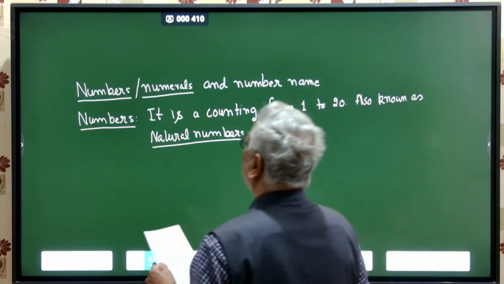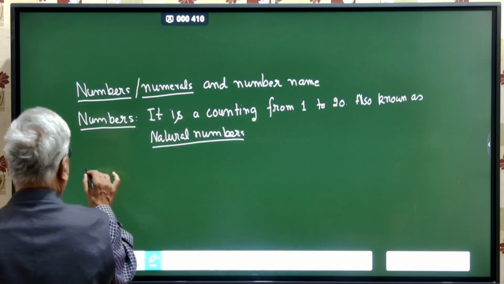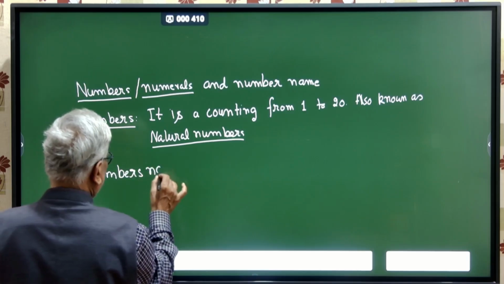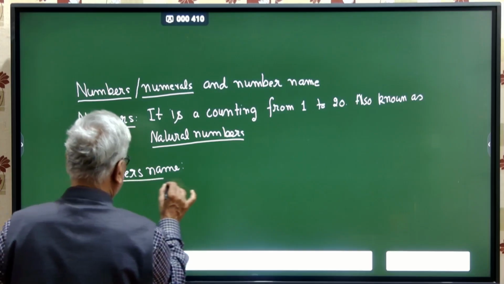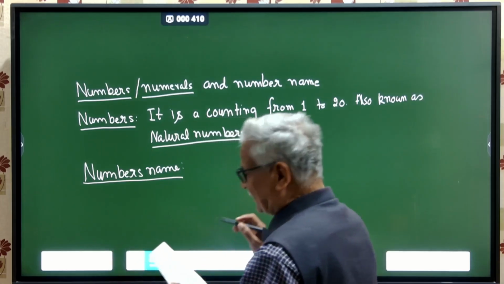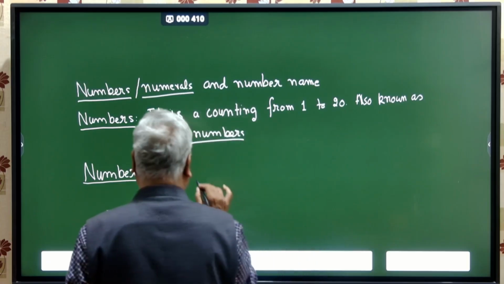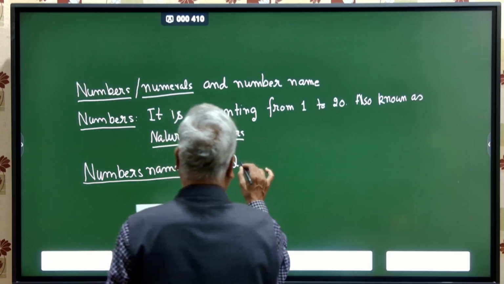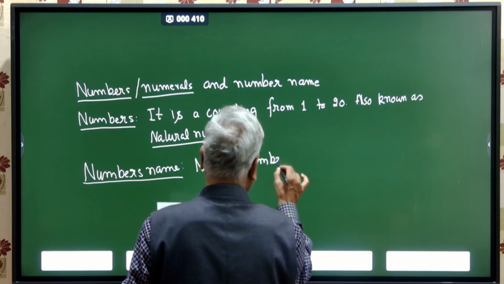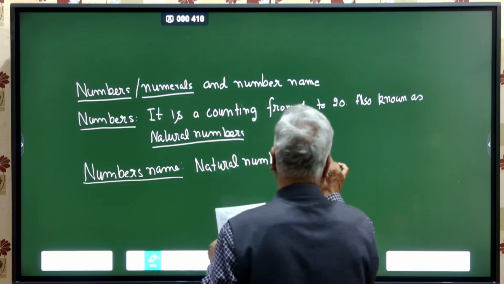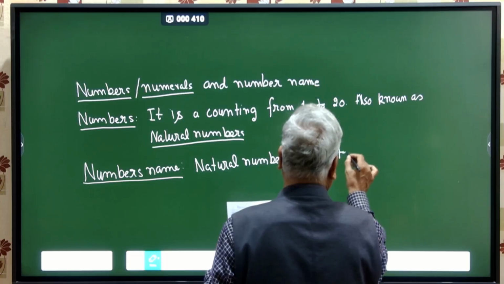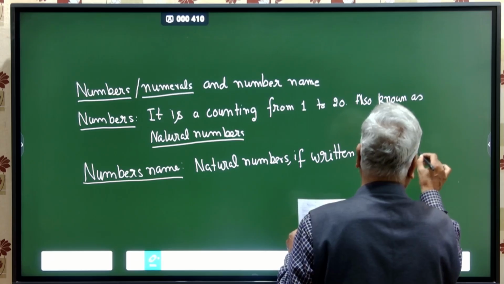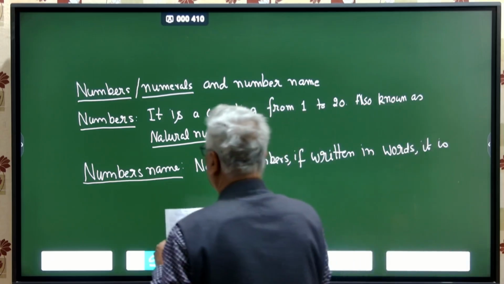Now, the question comes, what is the number name? When the counting, or you can say the natural numbers, is written in words, it is the number name.